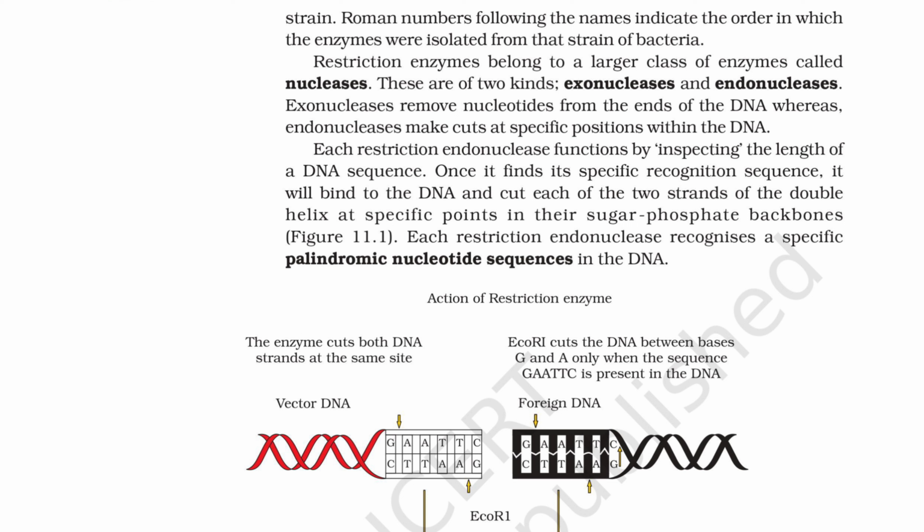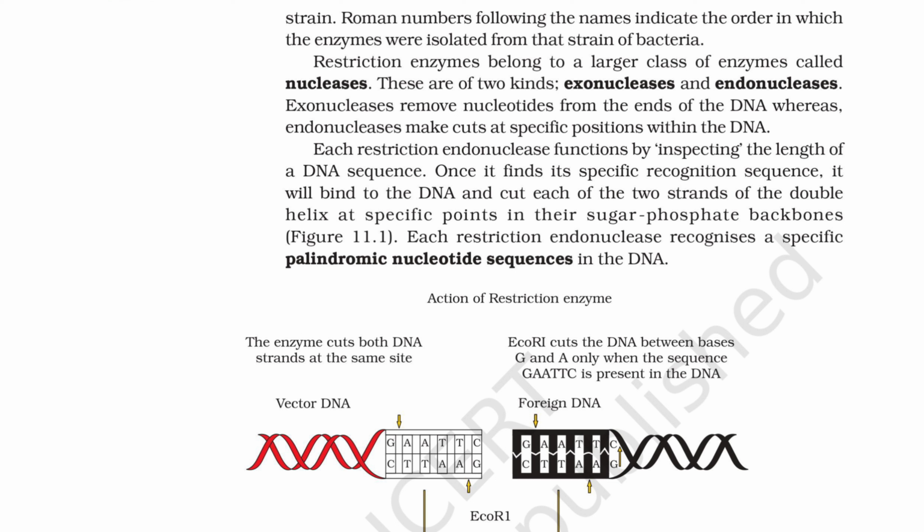Restriction enzymes belong to a larger class of enzymes called nucleases. These are of two kinds, exonucleases and endonucleases. Exonucleases remove nucleotides from the ends of the DNA, whereas endonucleases make cuts at specific positions within the DNA. Each restriction endonuclease functions by inspecting the length of a DNA sequence. Once it finds its specific recognition sequence, it will bind to the DNA and cut each of the two strands of the double helix at specific points in their sugar-phosphate backbones.